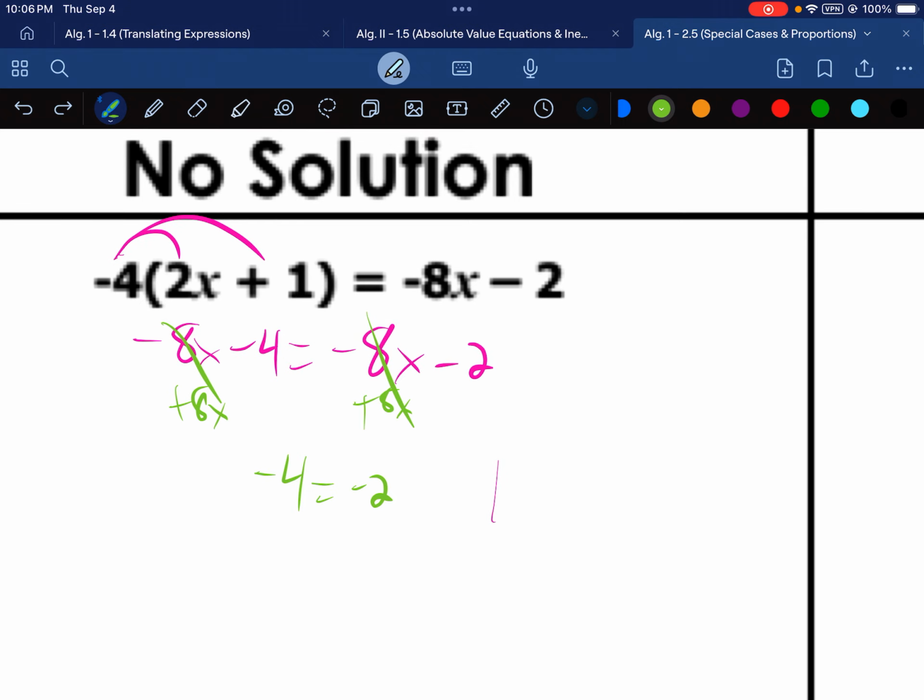Now, when we do get an equation with no variables like we have here, we have to determine, is it true or is it false? And in this case, it's false. -4 does not equal -2. And so I'm going to write that it's no solution, which I can abbreviate as the following. Now, this means, once again, that no matter what you were to plug in, it would never, ever, ever work, no matter what.